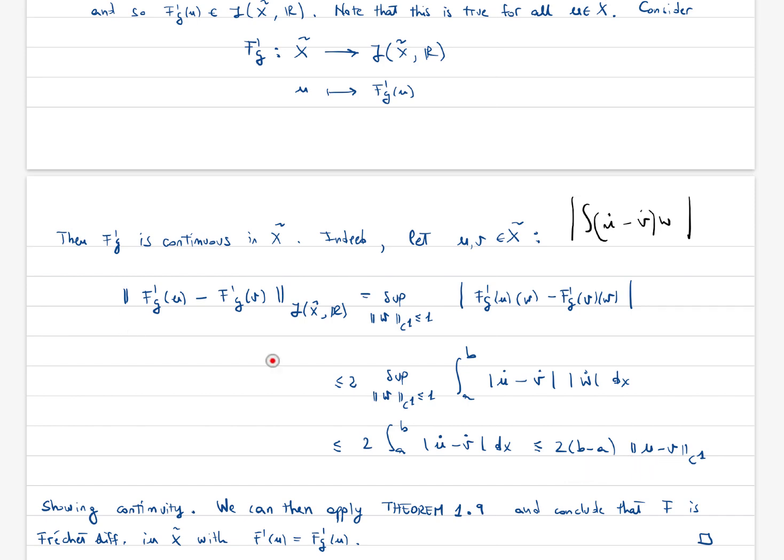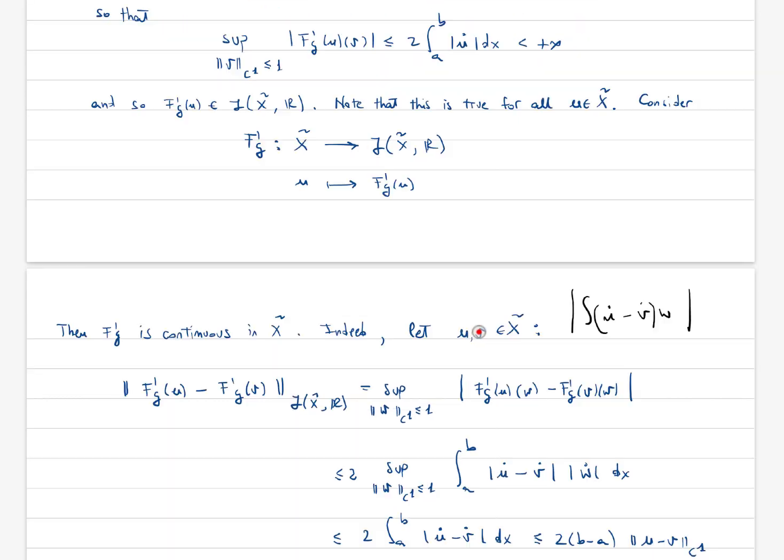And in particular, f prime is continuous from this space normed with the C1 norm to this one normed with the operator norm. Okay, then we can apply theorem 1.9.